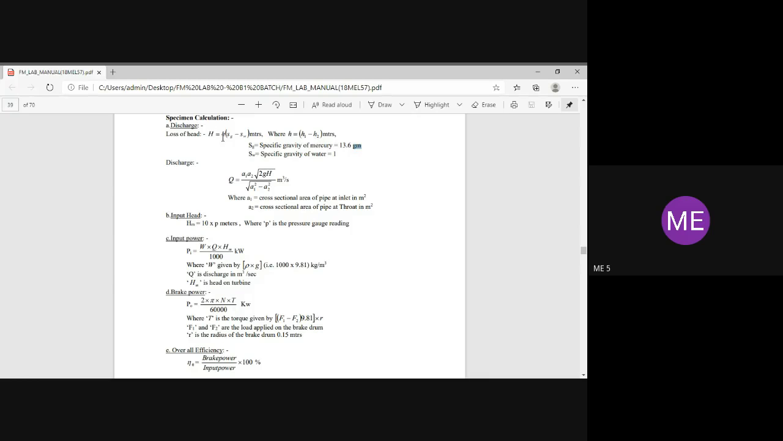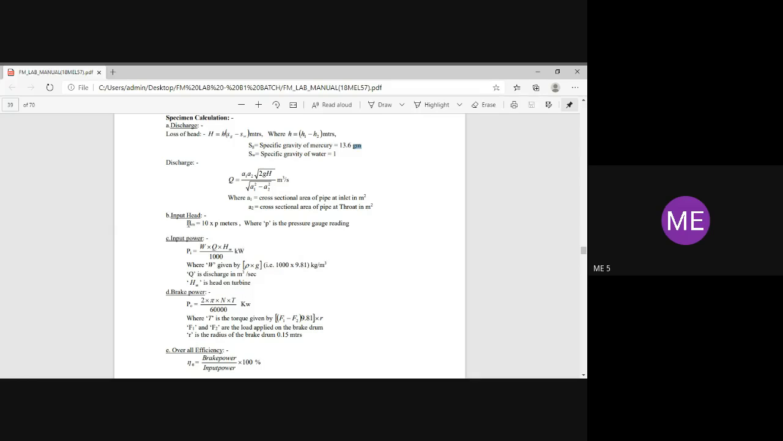Small h is the difference between two heads. I am giving the readings now, H1 and H2. Next, you have to calculate discharge: A1 A2 square root of 2gH divided by square root of A1 square minus A2 square.